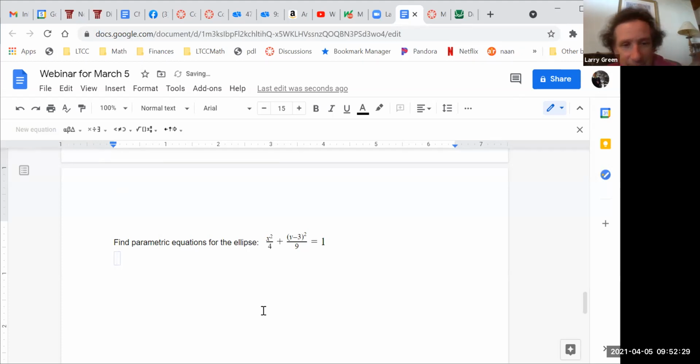We just let x of t equal 2 cosine of t. And y of t equal, it's not going to be 2 sine t. What is it going to be? Yeah, 3. And it'll be sine of t. And then again, the center now is 3, right? Y is 3, so plus 3.